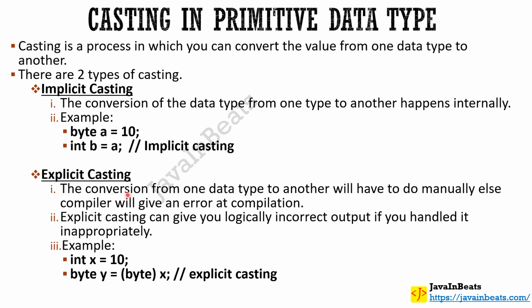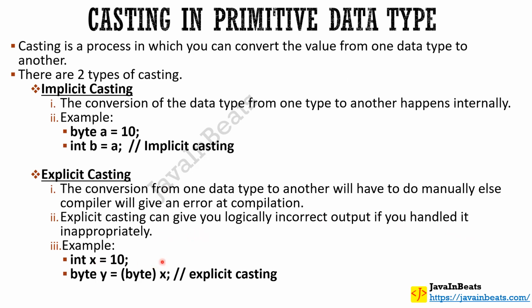So explicit casting is a conversion from one data type to another data type. Here, we will have to do it manually, else the compiler will give you a compile time error. Explicit casting can give you logically incorrect output if you handle it inappropriately.